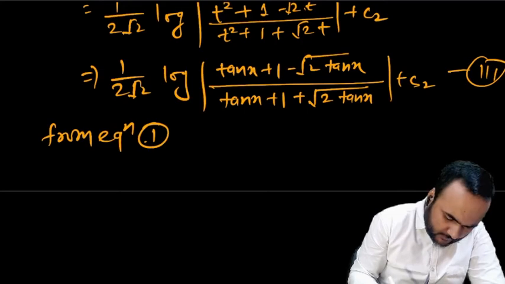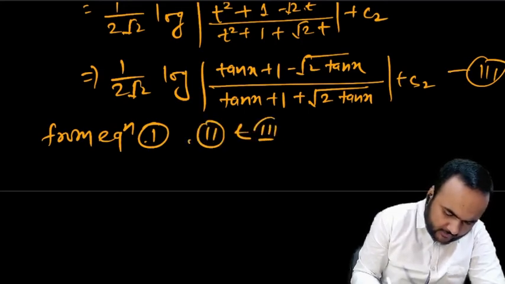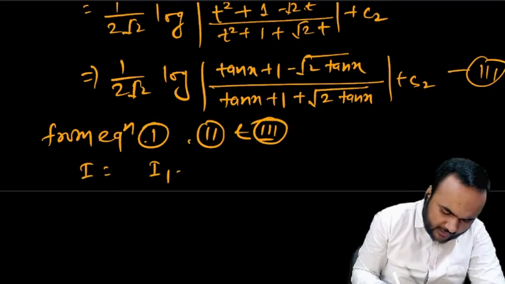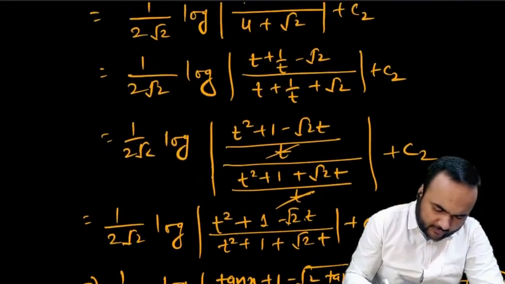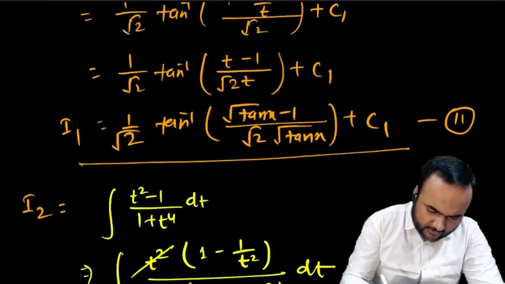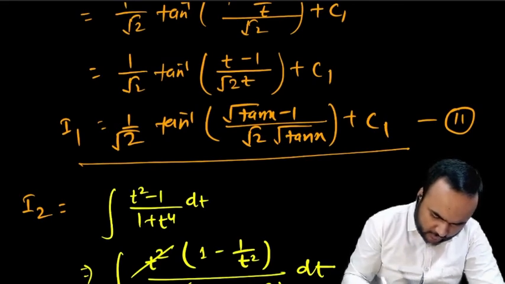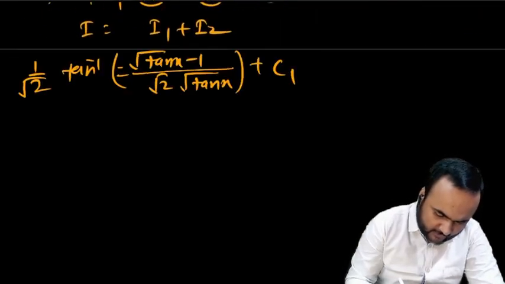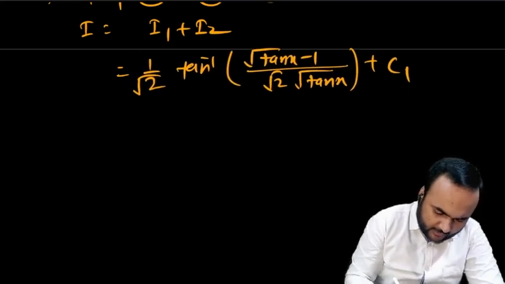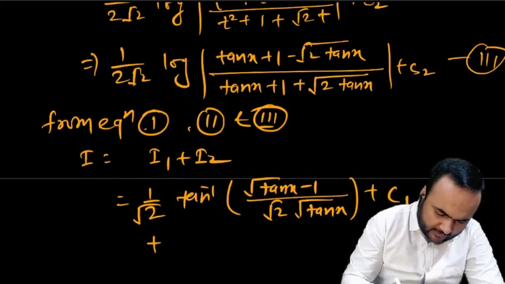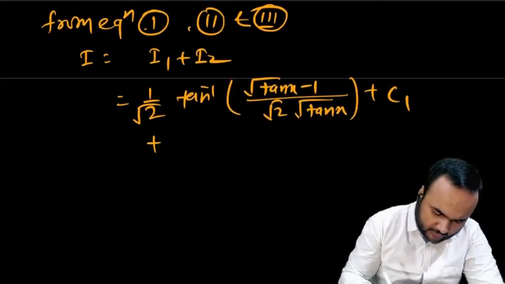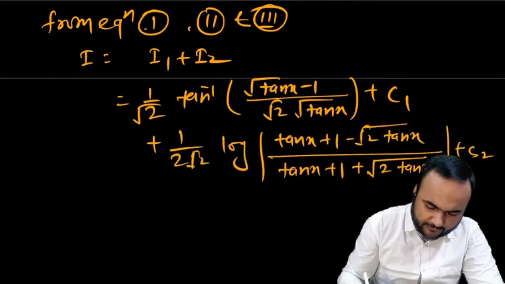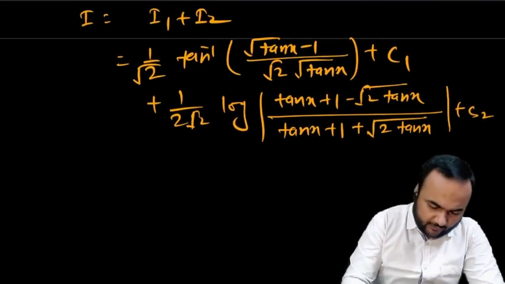So from equations 1, 2 and 3, our integration was nothing but I1 plus I2, and the value of I1 we got is something like this: 1 by root 2 tan inverse of root 2 tan x minus 1 over root 2 tan x, plus C1. So in place of I1 and I2, we write these integration values. I'm going to just copy and paste here. So this is our final solution.